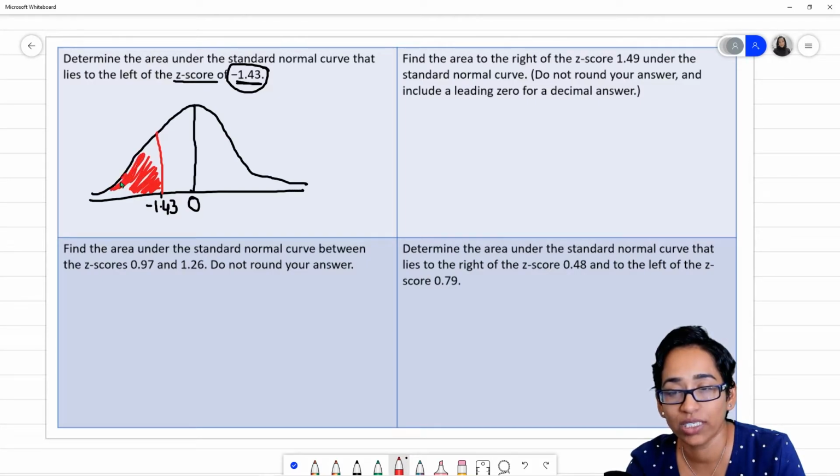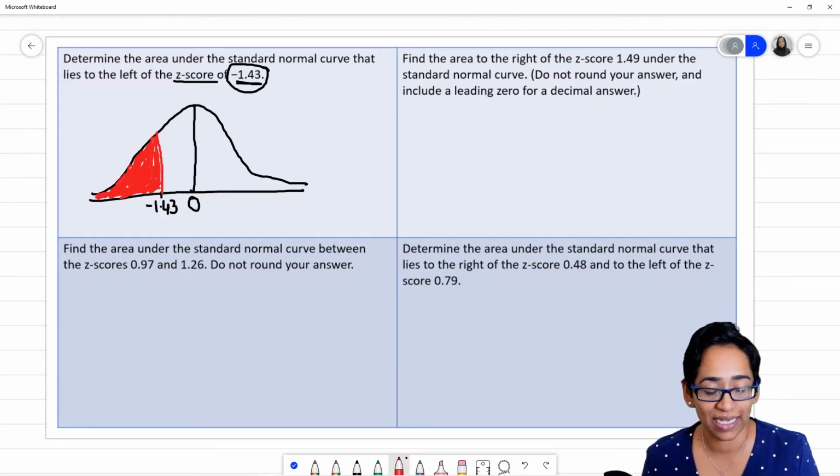So you always start with graphing your area first. That way you know what area you're finding. And then let's go ahead and plug that in your class calc. So this is my area to the left. I think that's enough. You get the idea, right? So let's go ahead and open up class calc.